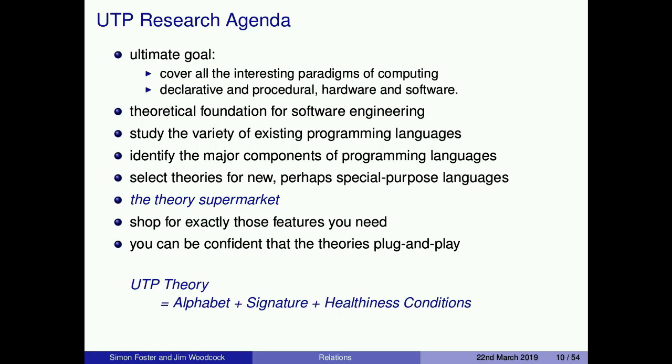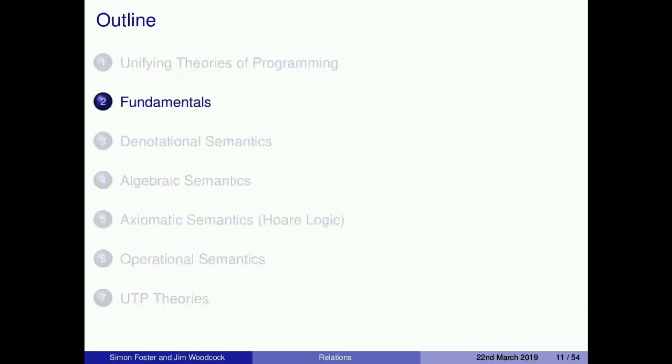A signature, which is the set of operators that we use to construct our programs, so things like sequential composition, assignment, and so on. And then finally, these things called healthiness conditions. Healthiness conditions are very important because they really explain the logical structure of our language. So we'll look more at this if we get there later in the lecture.